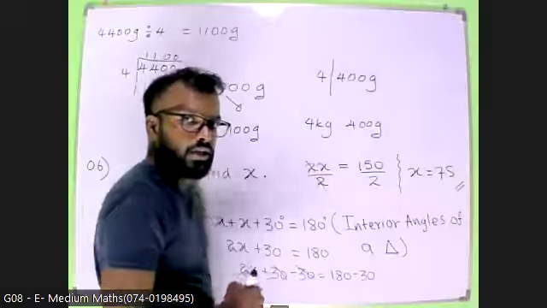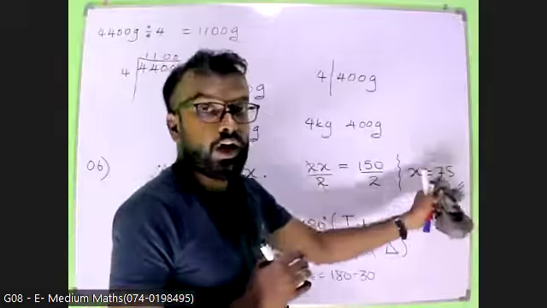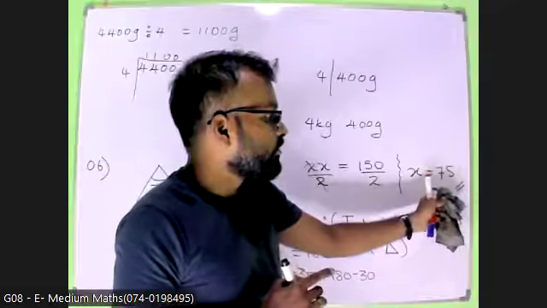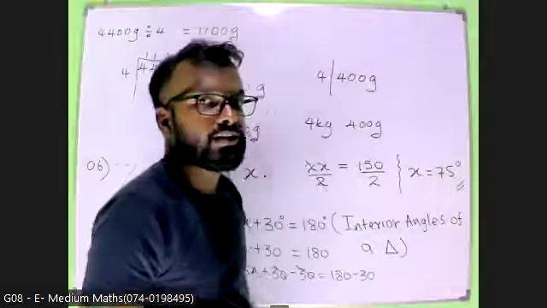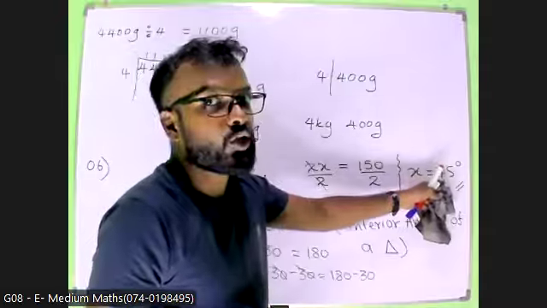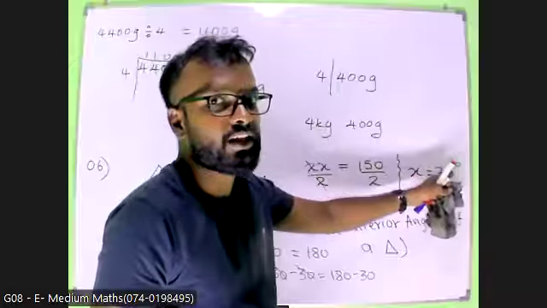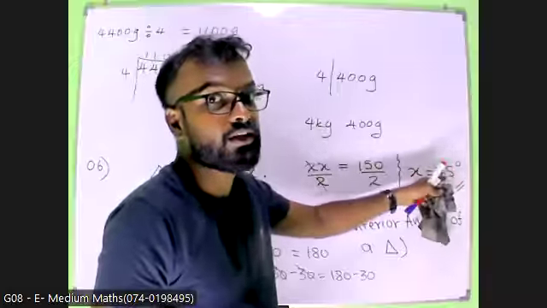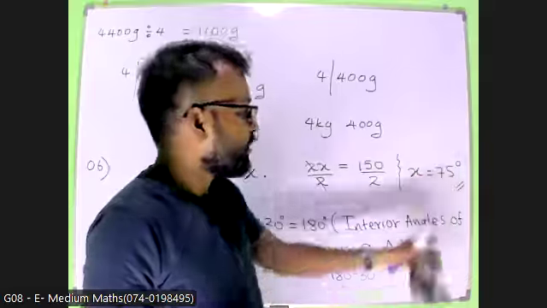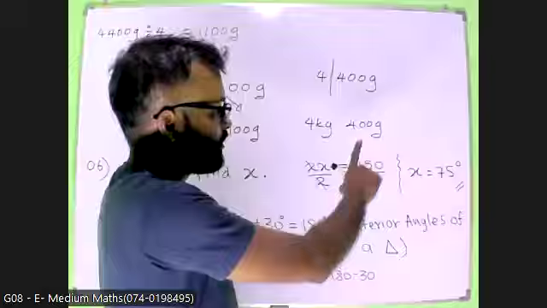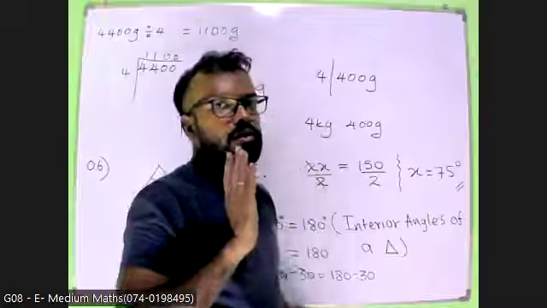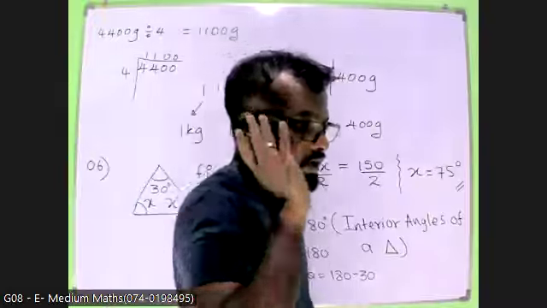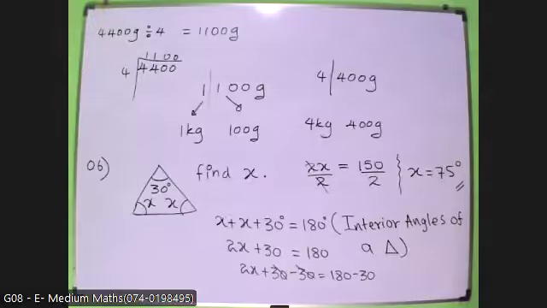Now, is this correct? No. When you are writing down the final answer, you need to put 75 degrees. Otherwise, they will ask, 75 what? Rupees? Kilograms? Centimeters? No, degrees. Answer equals 75 degrees. When you are writing down your final answer, you need to put that symbol, definitely. Otherwise, you will lose marks. Right. Okay.